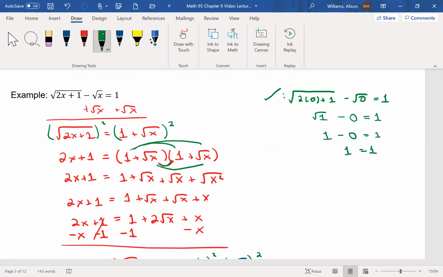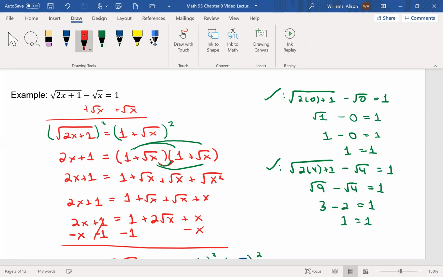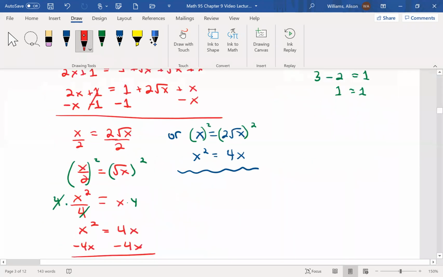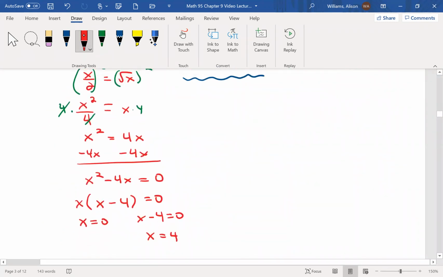Okay, so let's check 4 as the other one. Let's see if that works. Okay, so 2 times 4 is 8, plus 1 is 9, and the square root of 9 is 3, and the square root of 4 is 2. Okay, it works. They both work. Nice. So both of these answers are going to work. x is going to equal 0, and x is going to equal 4.